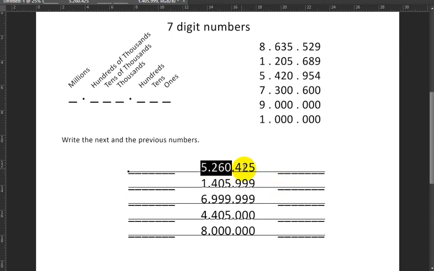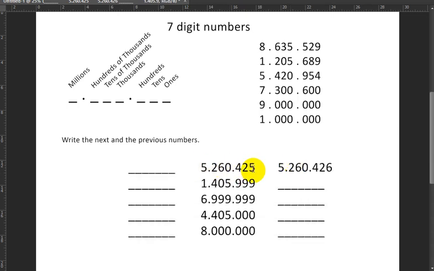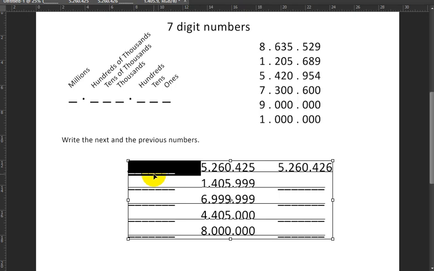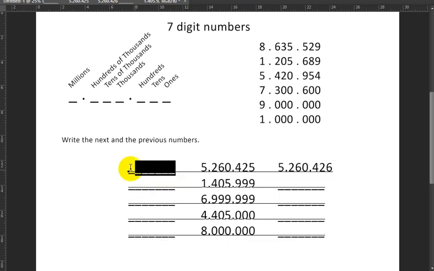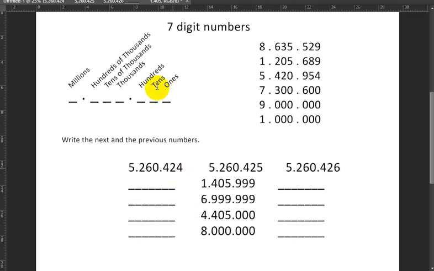All right. So we're going to copy this. But instead of 5, we're going to put 6. Okay. So the next one from 5,260,425 is 5,260,426. What about the previous one? Well, as you can imagine, for the previous one, we just make the ones go down by 1. So instead of 5, they're going to be 4.